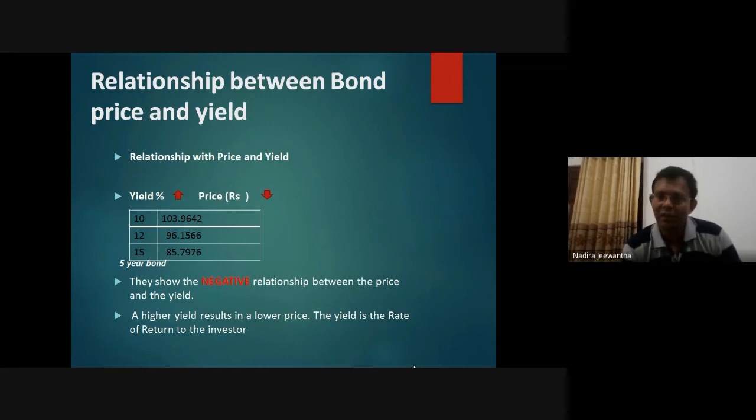The 5 years can change. Why? After 1 year, the remaining maturity period is 4 years. Now it's a 4-year bond. That can be changed. But the coupon can't be changed. The semi-annual coupon can't be changed. Why? Because it is a government treasury bond. Government treasury bonds always have a semi-annual coupon.